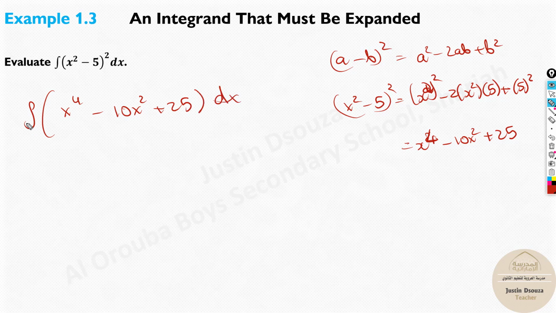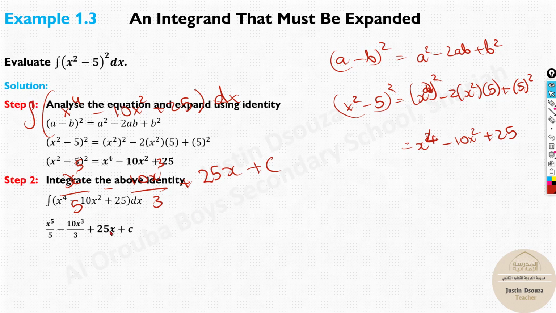Now we can integrate these directly, right? Each term can be integrated. It will be x to the power 5 by 5. The power rule says you need to add 1 to the power and divide by the new power which is formed. And here we have x power 3 by 3 plus, if there is no variable, then you just add x. And at the end we have to just write plus c. So this is the answer. It's a simple one. x to the power 5 by 5 minus, don't forget the sign, this is minus, 10 into x to the power 3 by 3 plus 25x plus c.